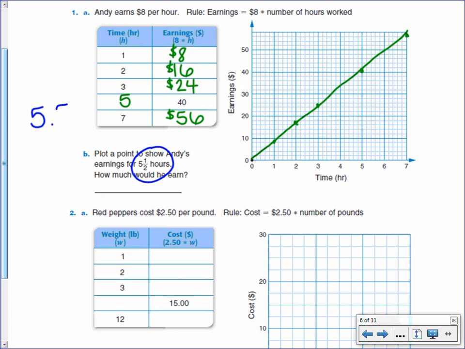5.5. We multiply that times what? 8. 8 times 5 is 40. 8 times 5 is 40 plus 4. 44. How many decimal places do we have in our question? 1. So how many do we need in their answer? 1. 44. How many dollars is he going to make if he works 5.5 hours?